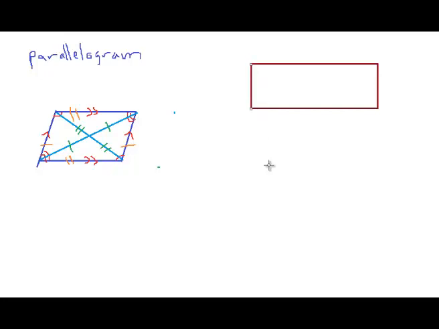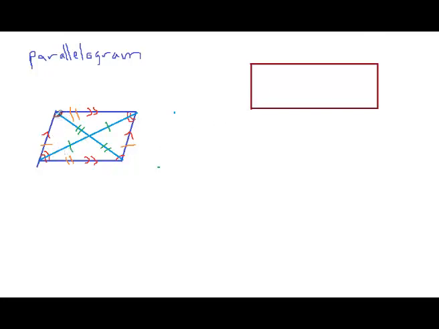Okay, all right, so there we go. That is a rectangle. Now, a rectangle is a parallelogram that has at least one right angle, because if it has one right angle, by definition, it has to have four right angles. And the reason for that is, oh, by the way, one more thing.